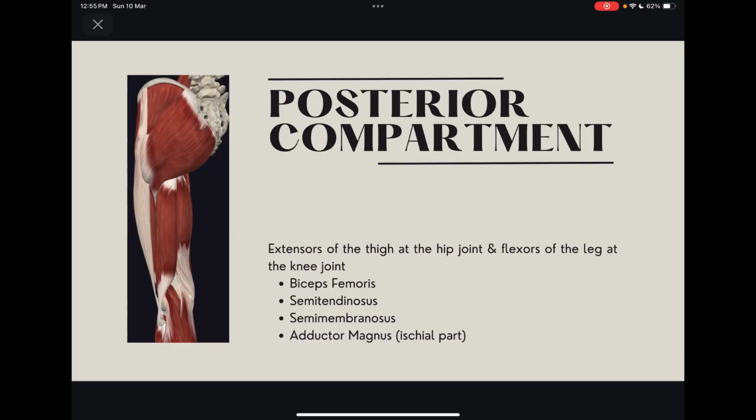We have the muscles of the posterior compartment. These are the muscles situated between the posterior and the lateral intramuscular septa. They are a group of muscles that we'll collectively call the hamstring muscles because they have a similar origin. They all roughly come from the ischial tuberosity. They are the muscles that are extending the hip joint and flexing the knee. It's biceps femoris, semitendinosus, semimembranosus, and adductor magnus, specifically the ischial part.